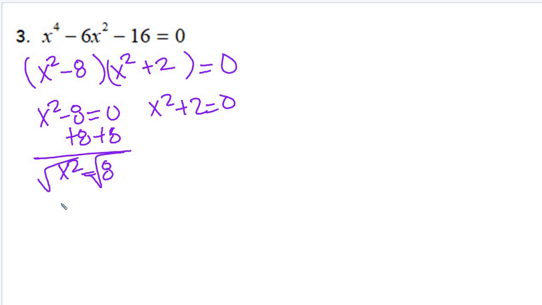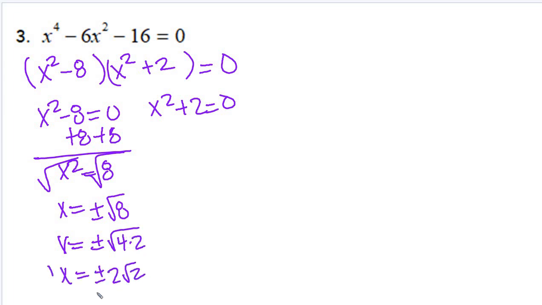To get rid of the square, I square root. Remember, every time you square root, you always put plus or minus. Always check to make sure that you don't have an imaginary number or a negative under your radical, and make sure that this won't simplify. So 8 isn't a perfect square, but it definitely contains a perfect square. So that would be x is equal to plus or minus the square root of 4 times 2. So x is equal to plus or minus 2 square root of 2.